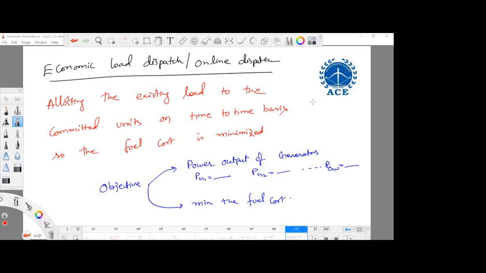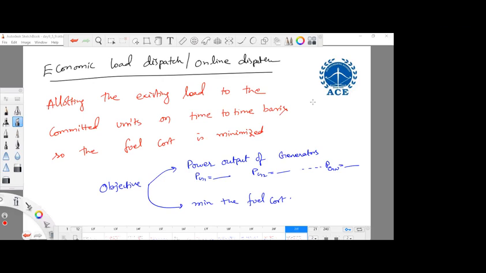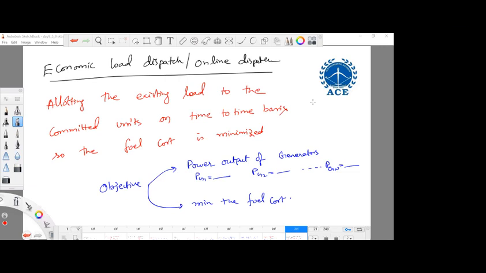That's what scheduling you will do, no? Suppose you know the amount of water that is available at that plant. Based on that, the power that can be generated is already calculated. That will be committed. Once committed, they should generate that power. Otherwise, they will not commit that unit.